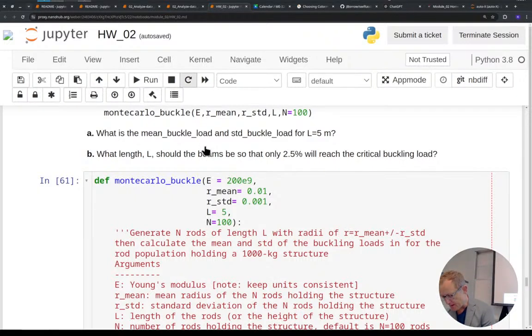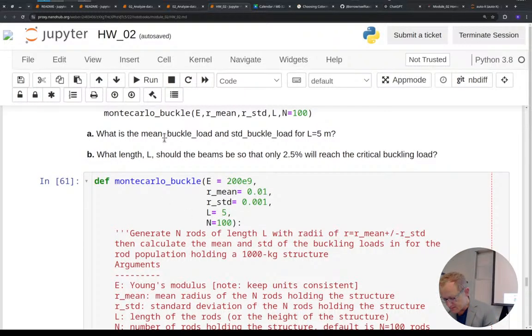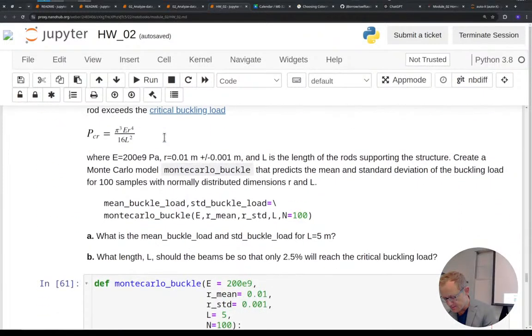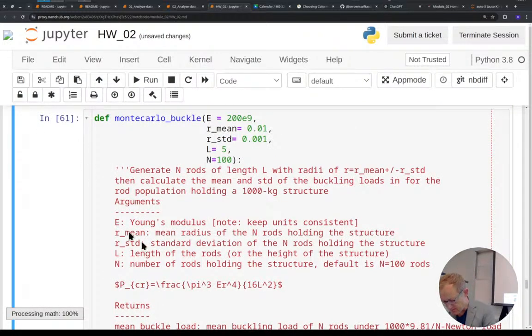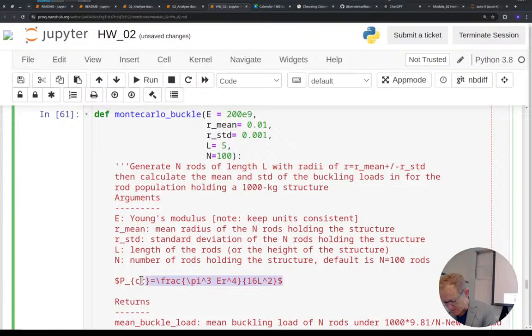So I'm gonna set up my Monte Carlo. I like to have these default values in here like this, so that if I enter nothing, it gives me whatever I started with. And then I'm gonna take this equation and put it right inside my doc string so that I can copy the equation right in here. I already did this, but I'm just showing you.